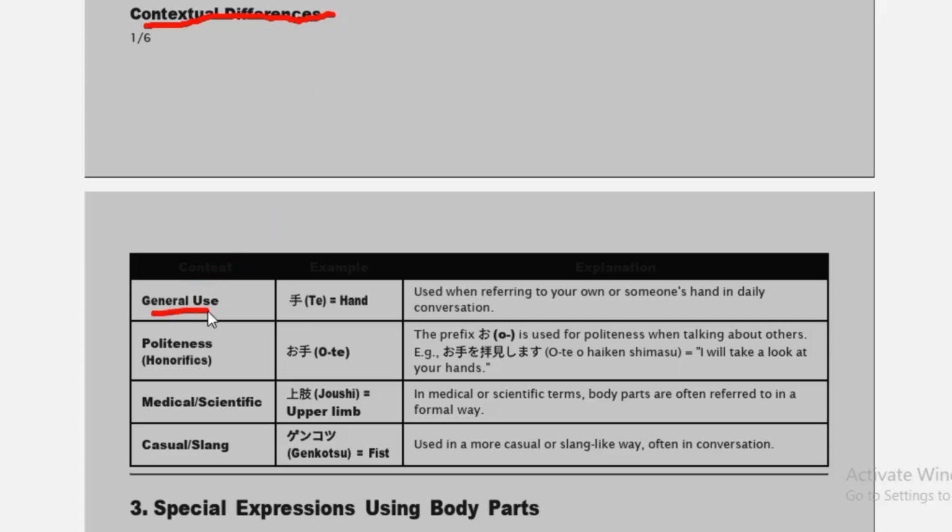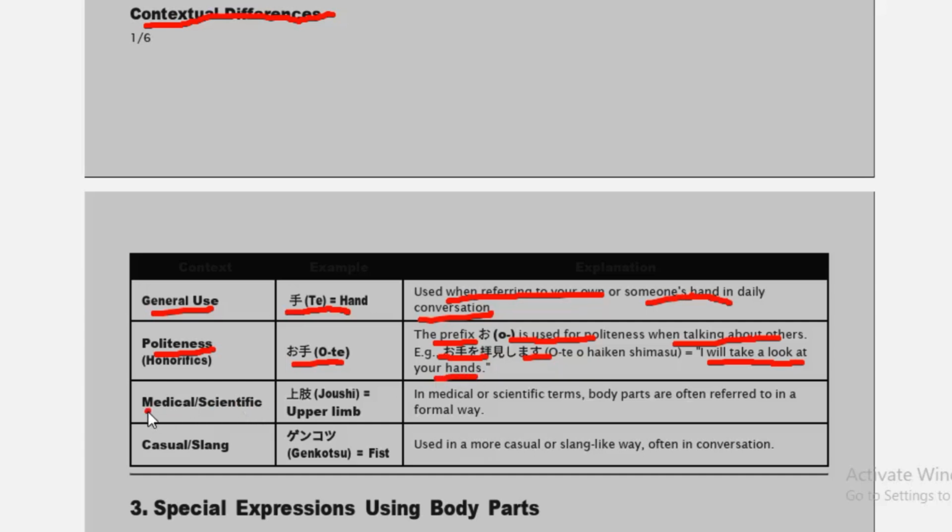So in general use, like for hand, it is te. It is used for referring to your own or someone else's hand in daily life conversation. And in politeness, it is ote. The prefix o is used to add politeness when we're talking about others. So ote o haiken shimasu means I will take a look at your hands.